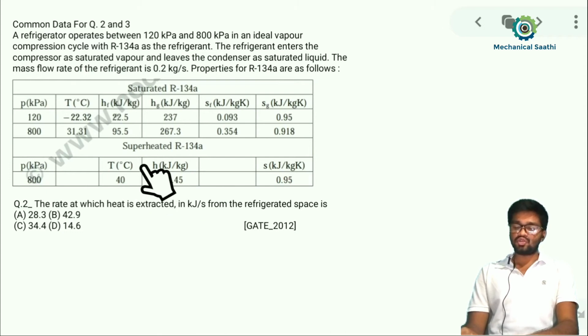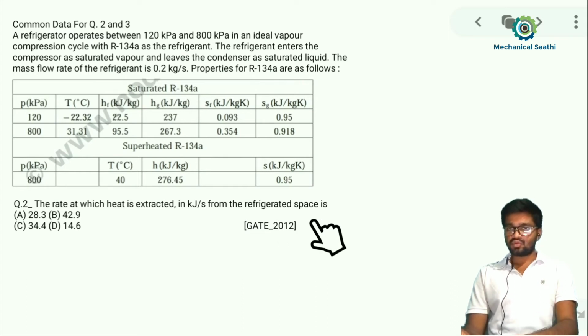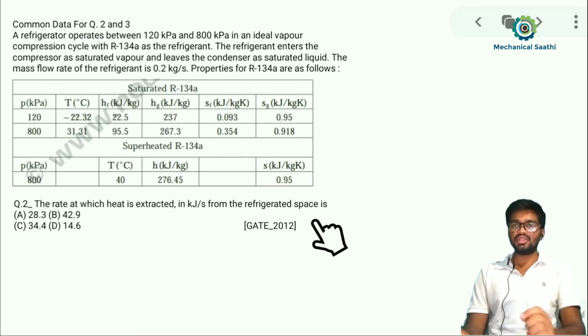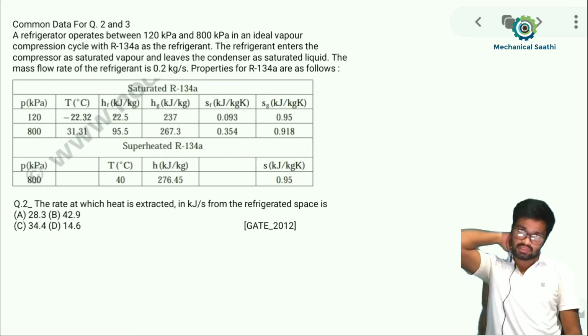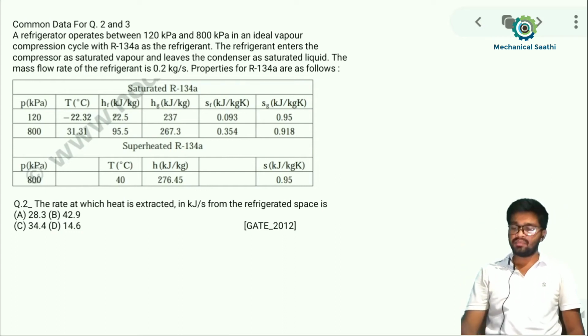Okay, and for the superheated region also, our properties, that is enthalpy and entropy, are given to us. So question number 2 is asking to find out the rate at which heat is extracted in kilojoule per second from the refrigerated space. That is basically asking for the refrigeration effect. So in question number 2 we have to calculate this one.